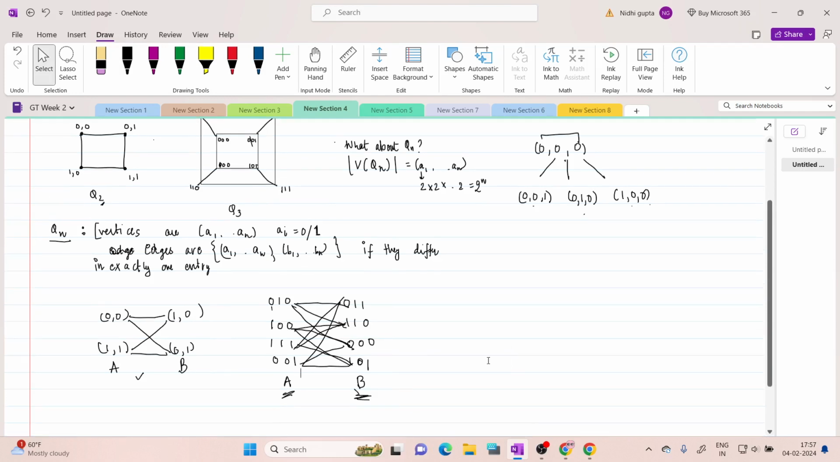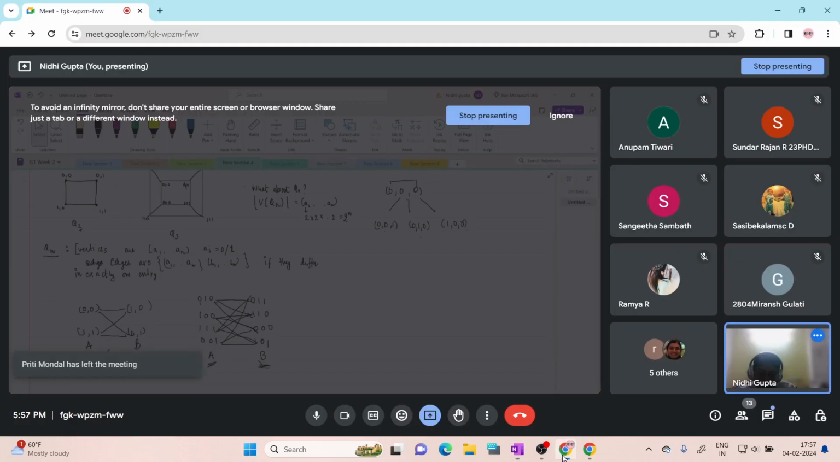So is everyone convinced why Q3 is bipartite? Because we are able to find A and B. So Anupam, you find A and B. How did you find A and B? What were you thinking? How were you able to find A and B?